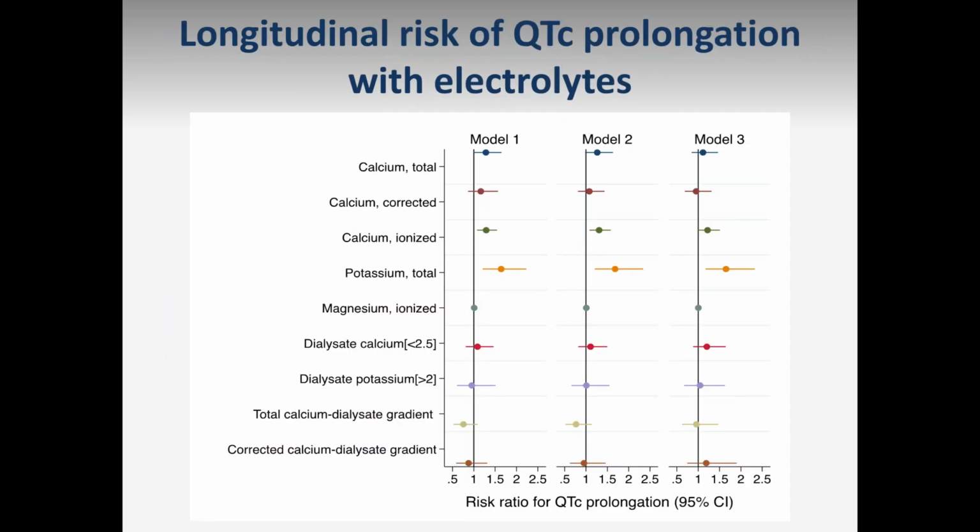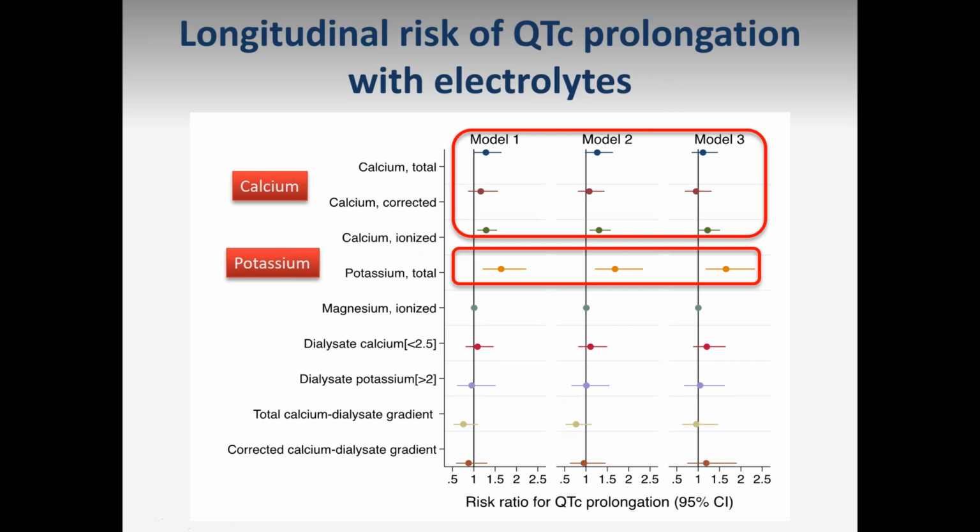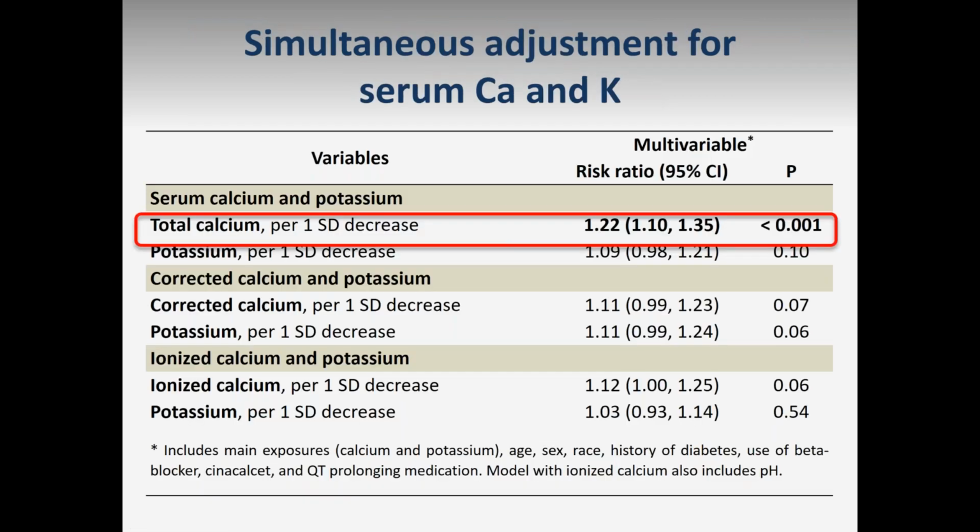When we take a look at it over time, what we showed was that it didn't matter which calcium really, that they were all associated with prolonged QT, but ionized was much better, though it is much more complicated to measure in the dialysis unit. Potassium was also associated with prolonged QT over time. And when we adjusted for both calcium and potassium in the same model, we were able to show that total calcium was associated, but potassium was no longer associated with prolonged QT.